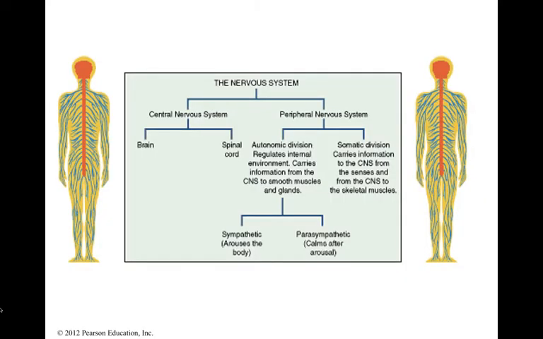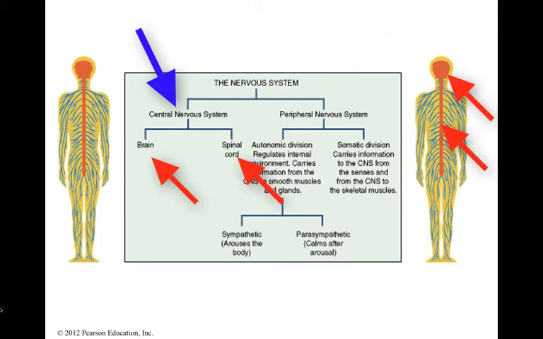Chapter 12 introduces neural tissue and the divisions of the nervous system. The nervous system can be divided into anatomical and functional divisions. Anatomically, the nervous system is divided into the central nervous system and the peripheral nervous system. The central nervous system consists of the spinal cord and the brain.